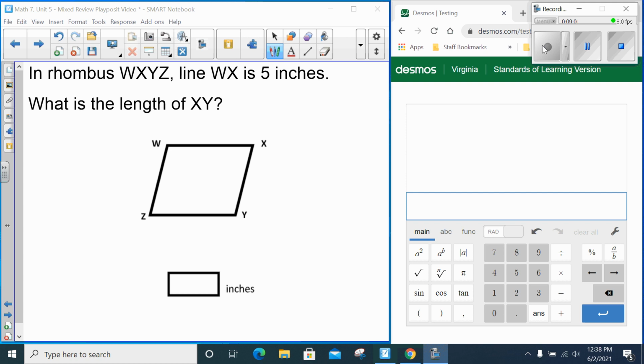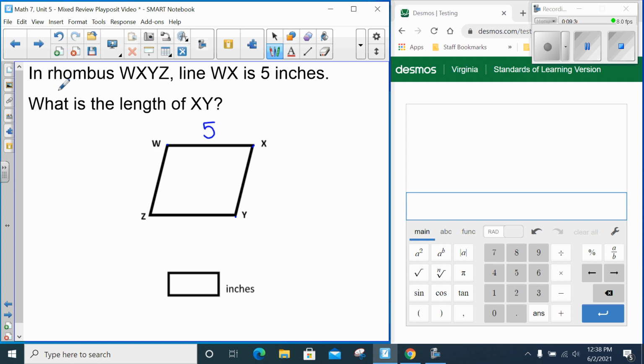Question 5 says, in rhombus WXYZ, line WX is 5 inches. What is the length of XY? So they tell us that line WX is 5 inches long. So let's find that line WX. So here's W and here's X. So this line WX is going to be up at the top, and they're telling us that this has a length of 5 inches. They want us to know the length of line XY, or side XY. So here's X and here's Y. So that means they're asking us to find the length of this right side.